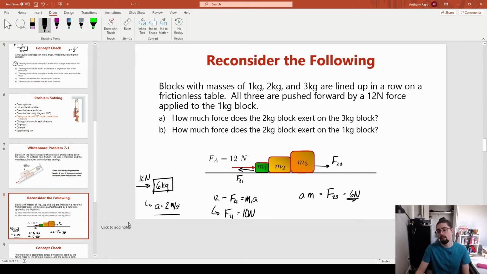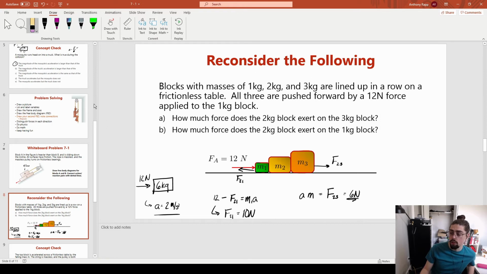Then I have to look at these blocks and take a look at the forces actually acting upon them. Block 3 has 3 different forces. I've got a normal force pointing up and a gravitational force pointing down. Those 2 cancel out, so I've removed them from the picture just so it's not cluttering up everything.